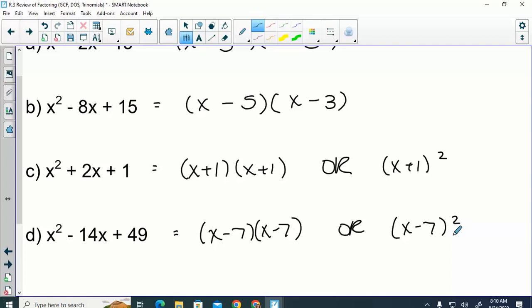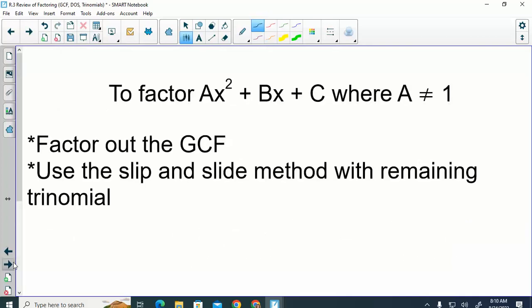Alright, so all of the problems we've done so far have had something in common. It was just a 1x squared to begin with. What do you do if there is a coefficient, if it's a 2x squared or a 3x squared? So if that first coefficient isn't 1, you guys do the slip and slide method. Did everyone learn slip and slide? Okay.